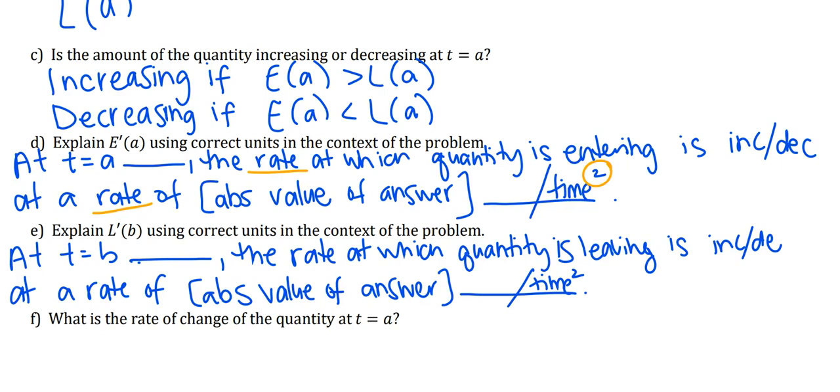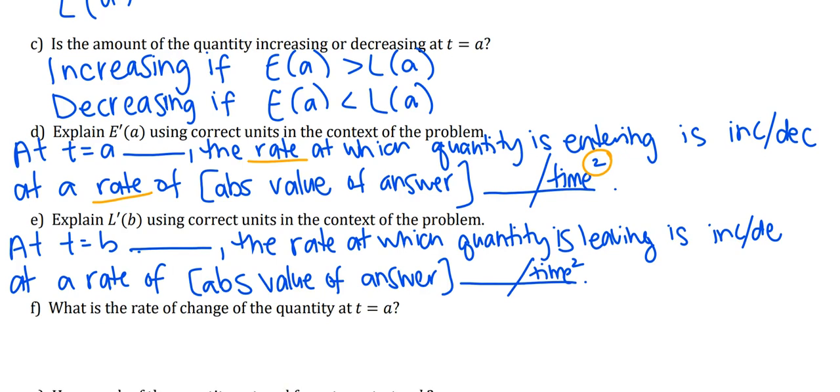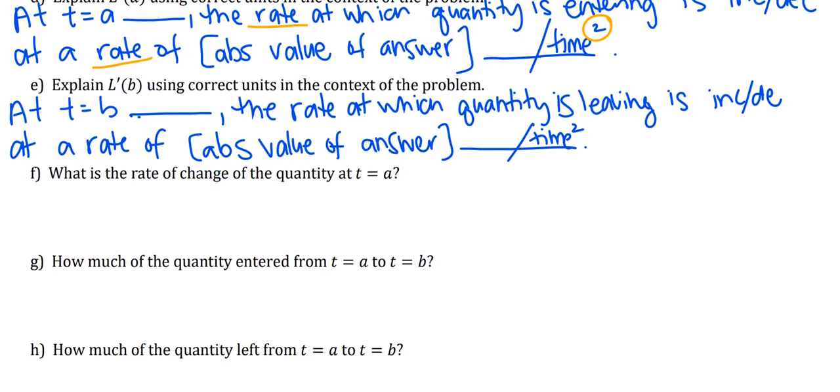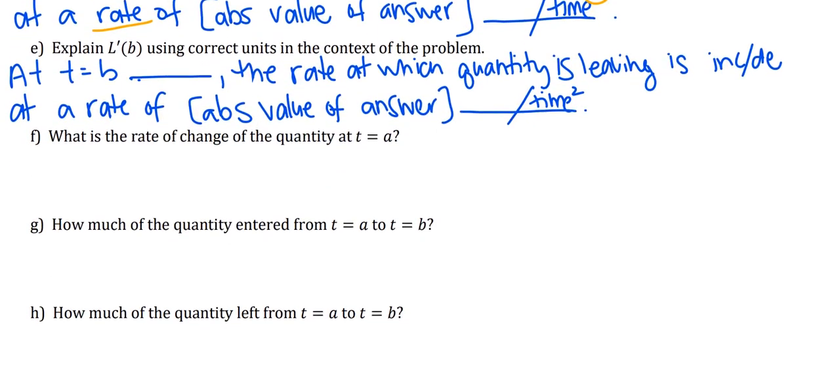All right, part F, what's the rate of change of the quantity at time t equals a? So what is your rate in? Your rate in is E of t, and what is your rate out? Your rate out is L of t. And so my total rate needs to be my rate in minus my rate out. Okay, that is the derivative of our quantity evaluated at time t equals a.